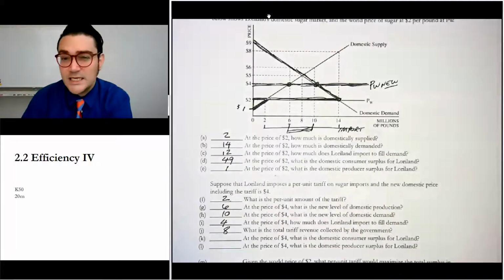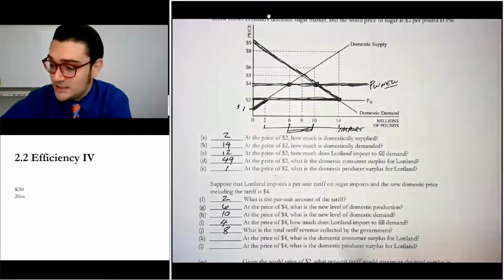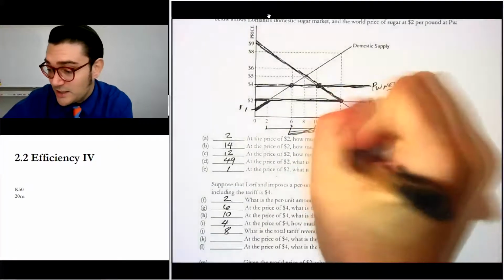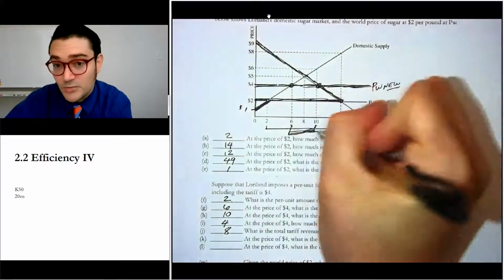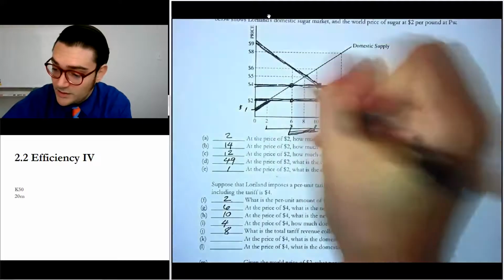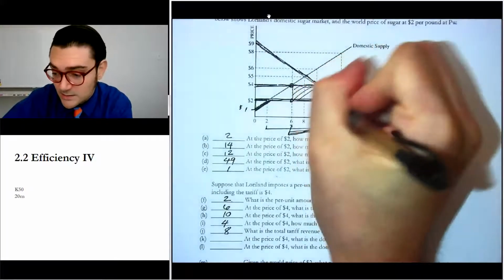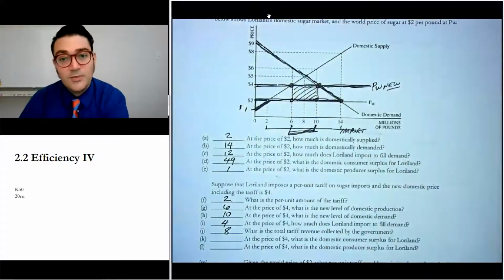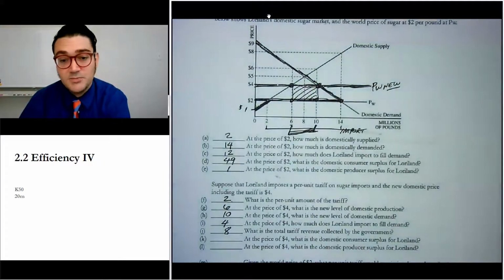On the graph, it's actually a little bit hard to see this. It's these 4 that are being imported, here to here, and it's this box. It's a little strange to think about, but that's the tax revenue box in this picture.